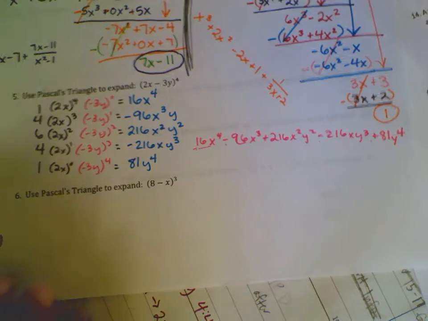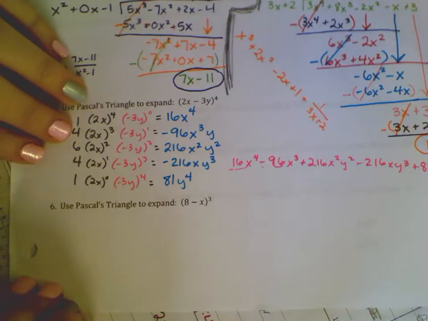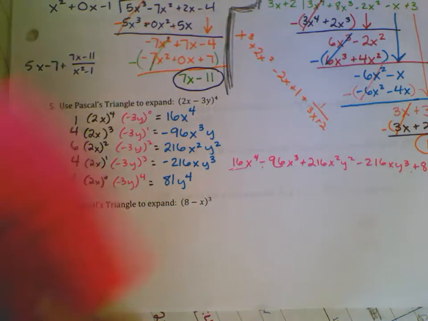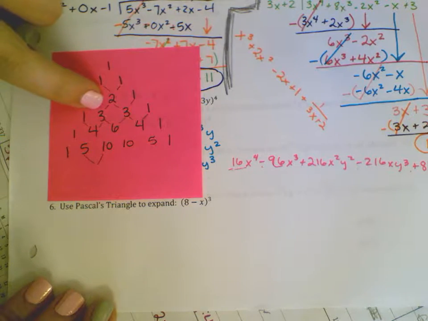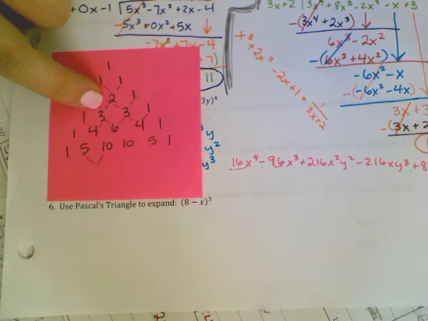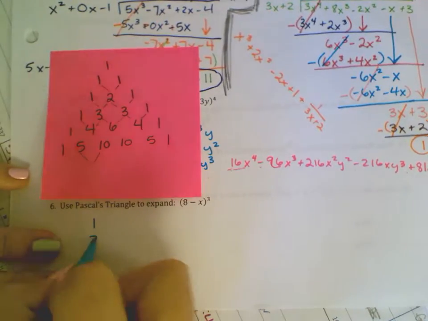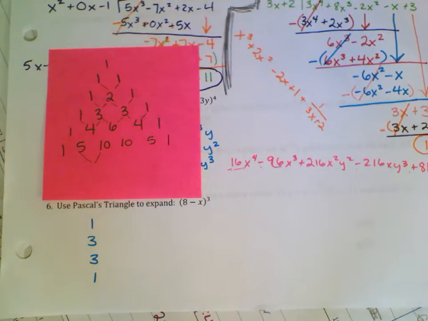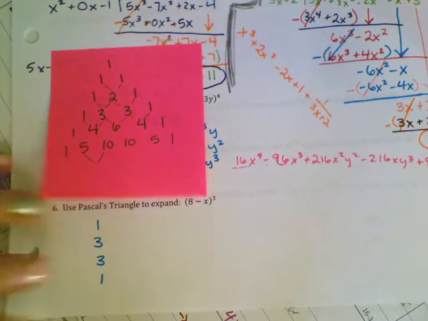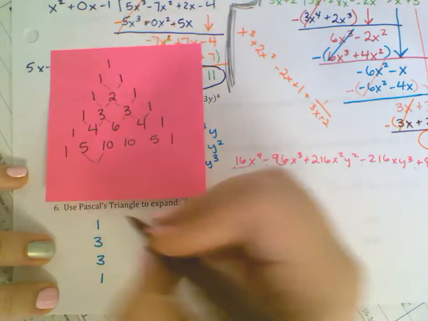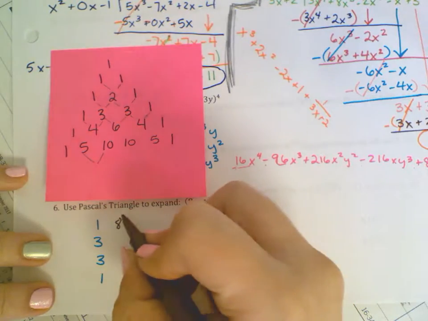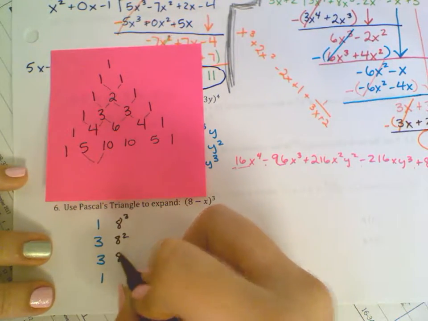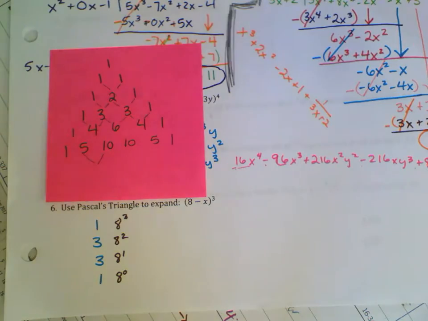Now for number 6, we are going to be using Pascal's triangle again. Here it is. We're going to start where the first number is 3 because we are at the exponent 3. So my coefficients are 1, 3, 3, 1. Then I will take my first term and go in descending order starting here. So 8 to the 3rd, 8 squared, 8 to the 1st, 8 to the 0 power.